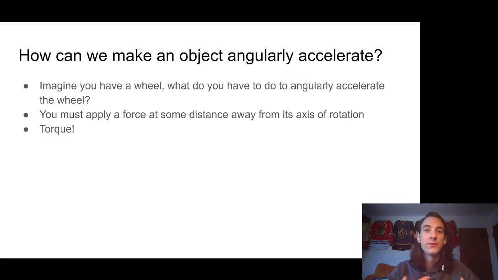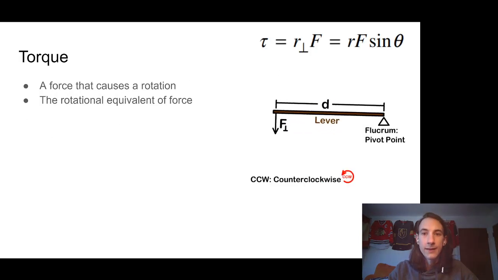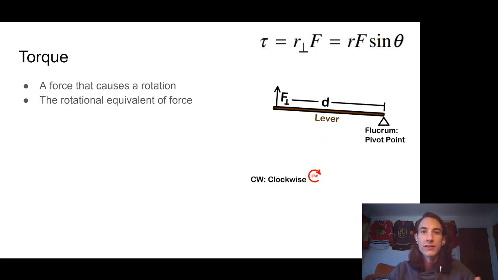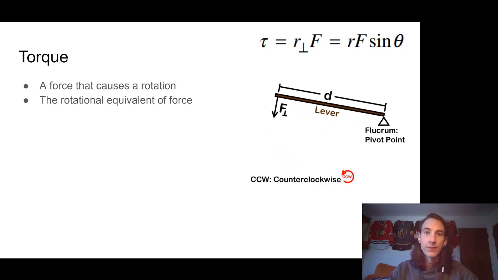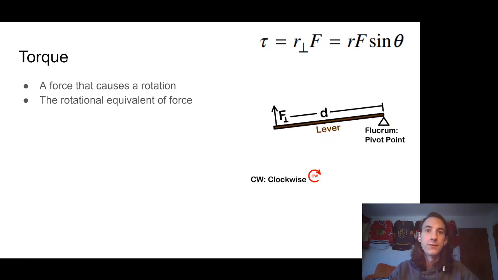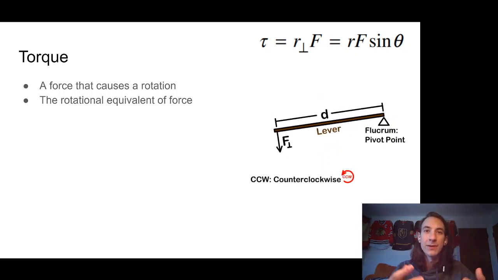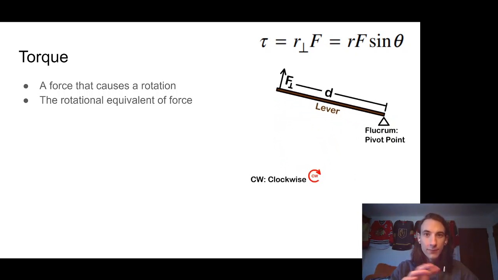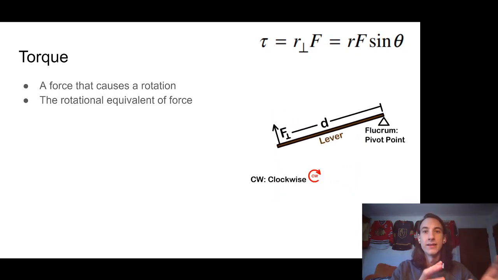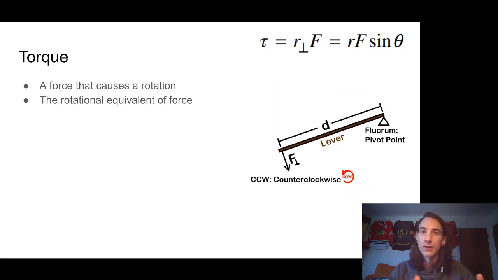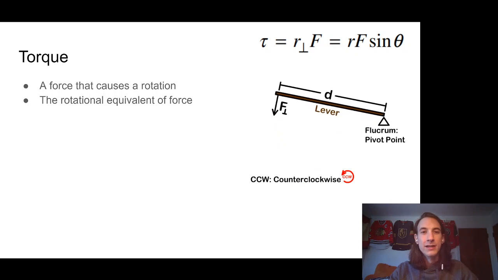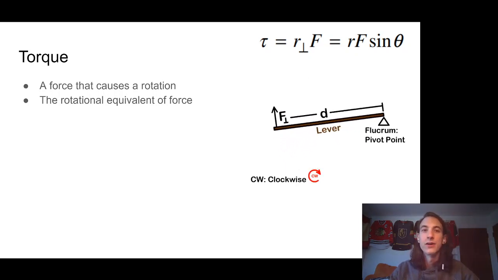So in order to angularly accelerate an object, we have to torque that object. Torque is our rotational equivalent of force. Before, when we forced objects, they accelerated. Now, if we torque objects, they will angularly accelerate. It's the same idea, just taking our linear piece and asking what the rotational equivalent is. So torque is our rotational equivalent of force, and we can think of it as a force that causes a rotation.